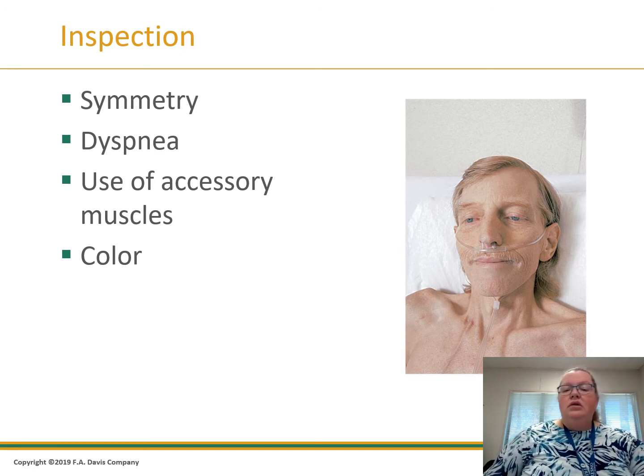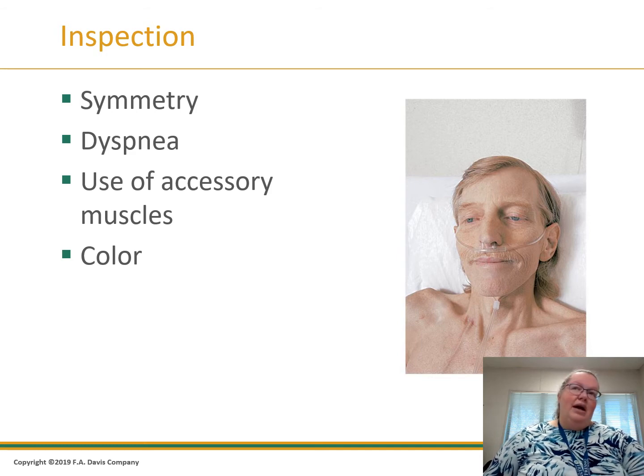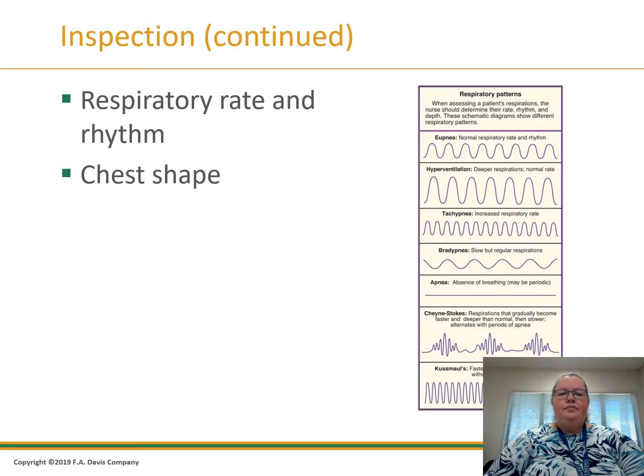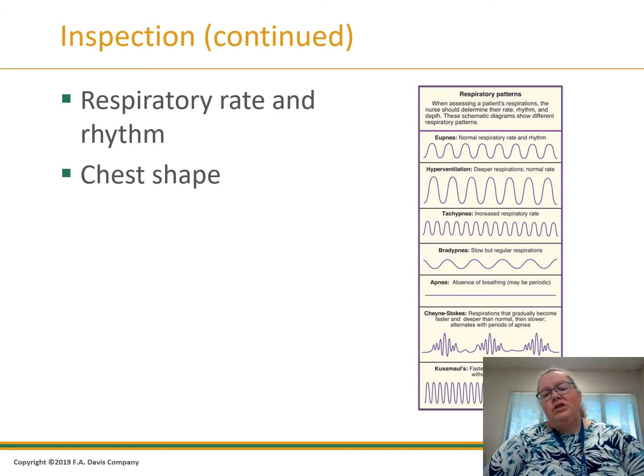Also, color. Are they turning gray, blue, purple? And also pay attention to the membranes. It's not always skin. By the time it gets to the skin, it's already pretty advanced. So now we look at the respiratory rate and rhythm and the chest shape. Remember I was telling you barrel shaped is usually from long-term COPD because of using external muscles for so long.